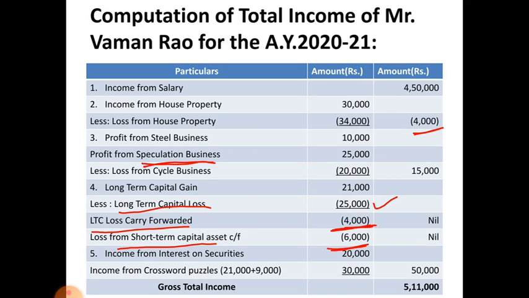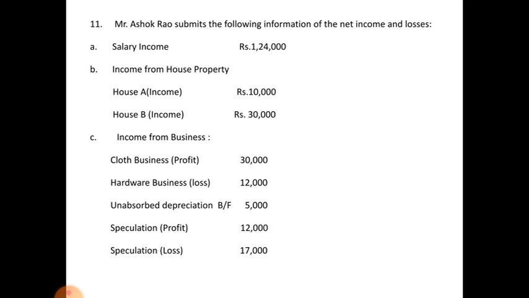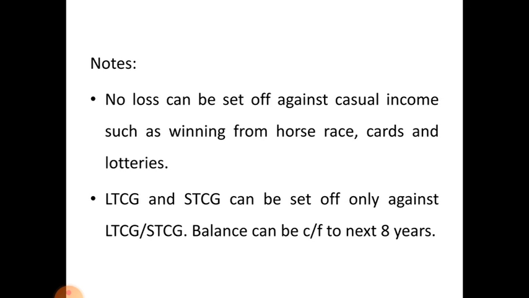Vaman Rao. Okay, here you are setting off loss from house property 4,000 against other income, and you cannot set off long term capital loss and short term capital loss. Okay, the total gross total income is 5,11,000 rupees. This is the first problem relating to set off and carry forward of losses. See the second one. Before that, see the notes.